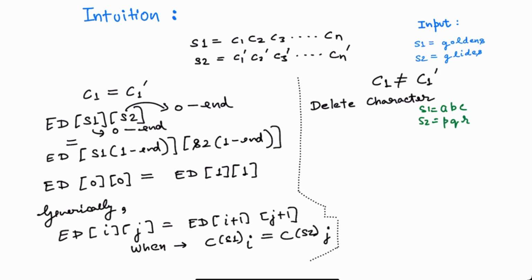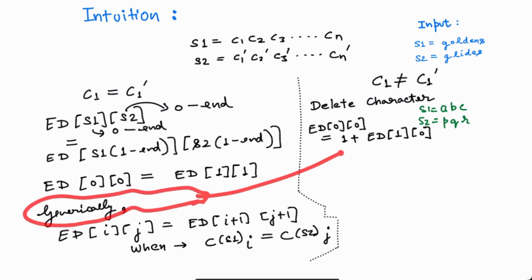So mathematically, I can say that in this case, the edit distance of the strings would be equal to 1 plus edit distance of the string 1 from index 1 till the end and the string 2 from index 0 till the end. Again, same as here, this is generically valid for any I and J.